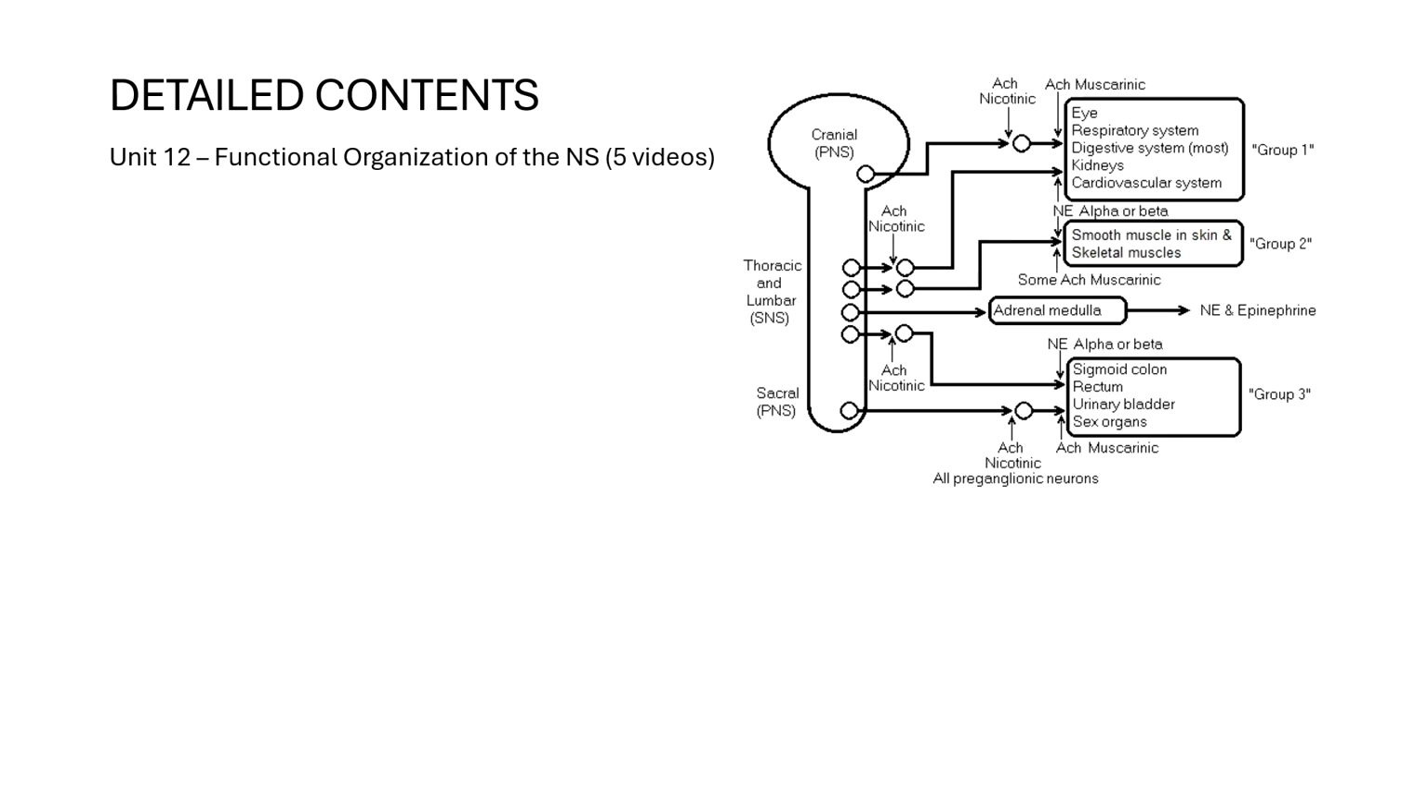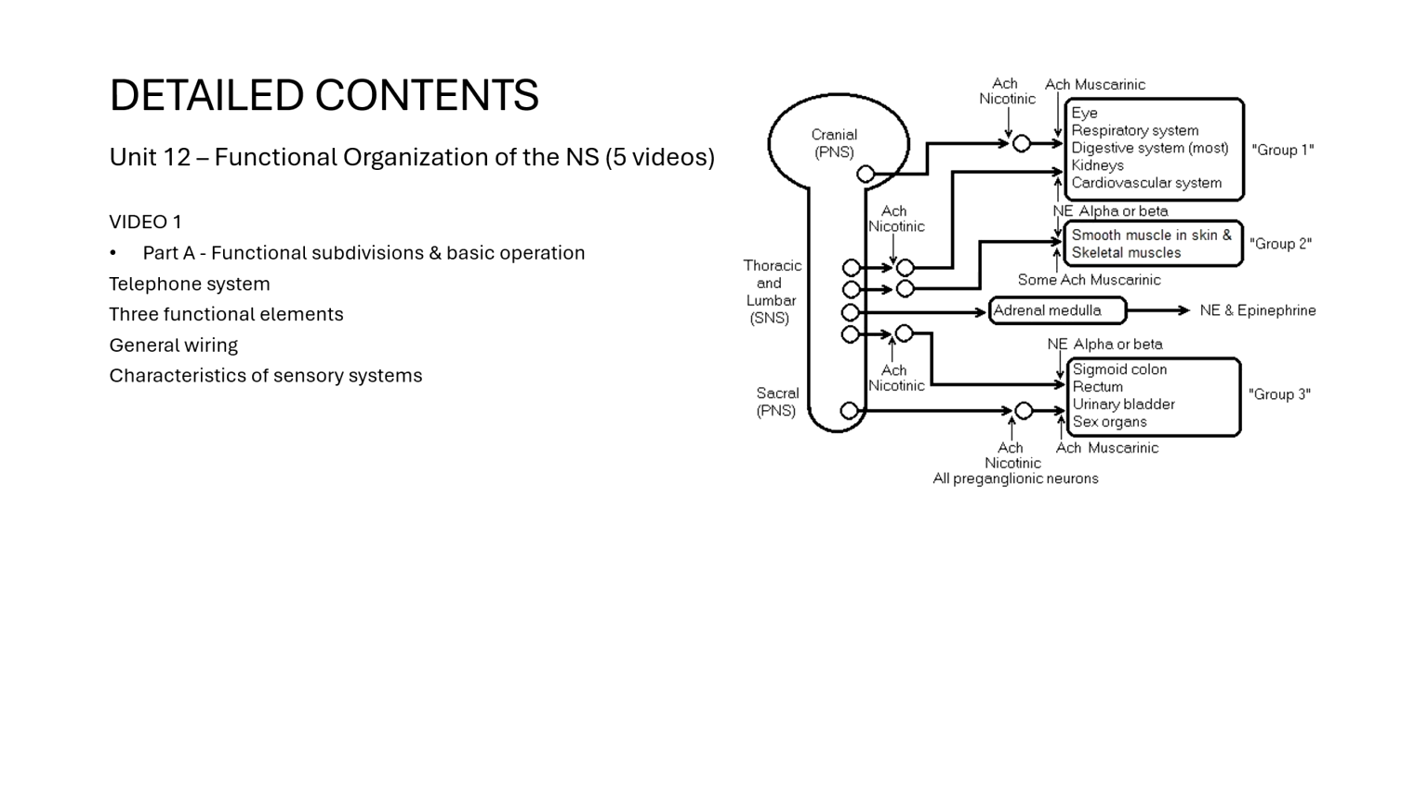The other part of the nervous system is one I entitle the functional organization of the nervous system, Unit 12. It consists of 5 different videos. Video 1 deals with Part A. What are the functional subdivisions and basic operation of the nervous system?